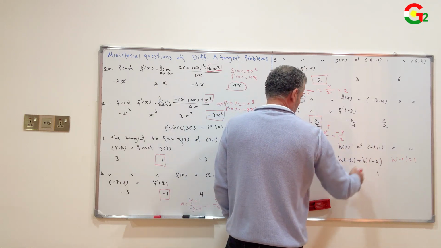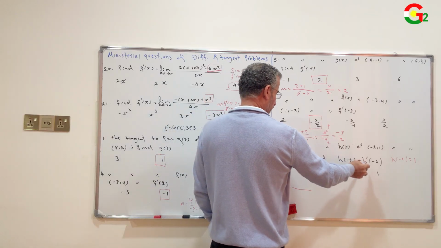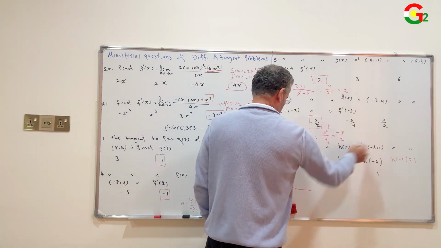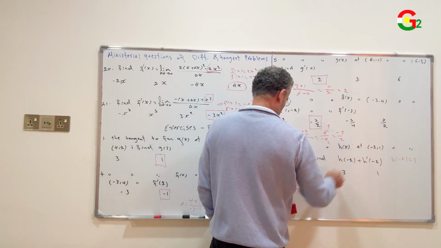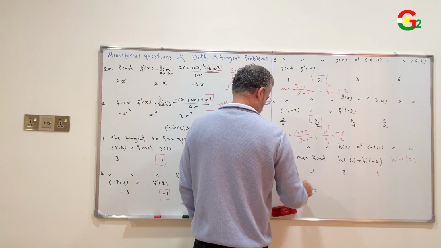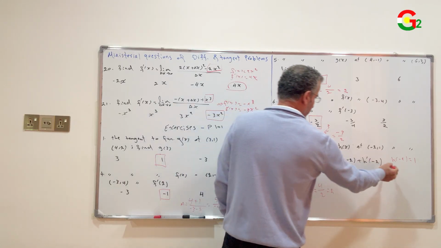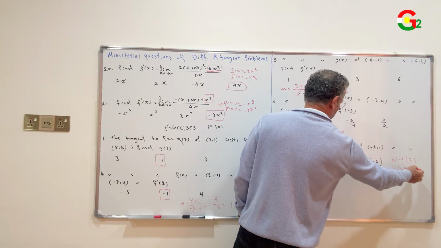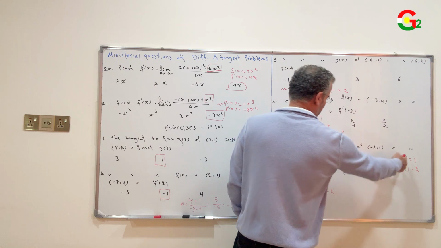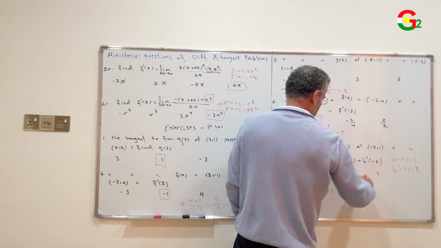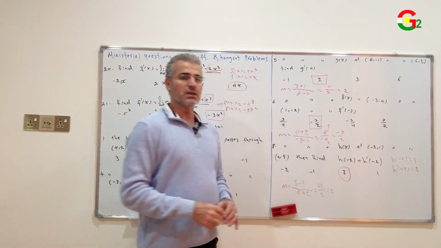H prime of -2 equals the slope of the line. Then I'll find the slope of the line: 5 minus 1 over 0 minus (-2), which is 5 minus 1, 4 over 2, equal to 2. Then h prime of -2 equals 2. Now, h of -2, 1, plus h prime of -2, 2: 1 plus 2, 3. The right choice is C.